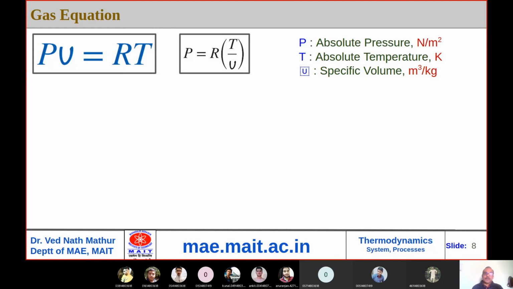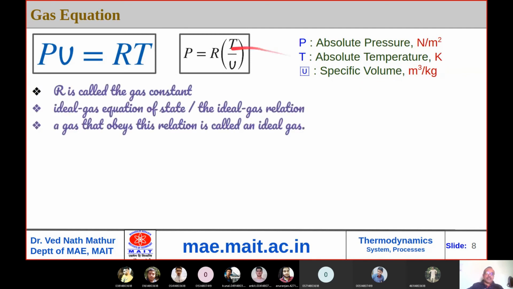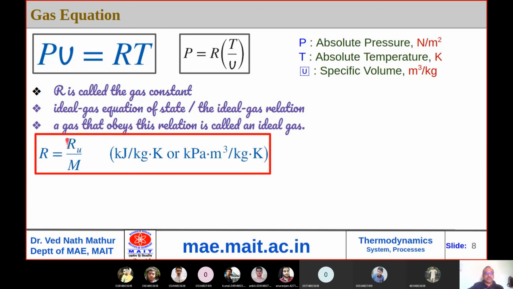See, R depends upon the unit of V. In this equation, R is the gas constant, also called the characteristic gas constant. This equation is called the ideal gas equation of state, or simply the ideal gas relation. A gas that obeys this relation is called an ideal gas. This is not the universal gas constant. In chemistry, you might have studied the universal gas constant, Ru, whose value is fixed.